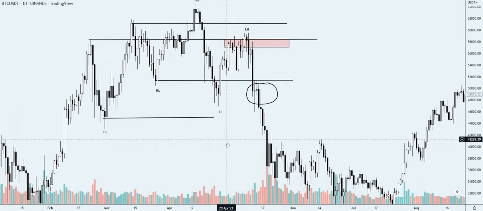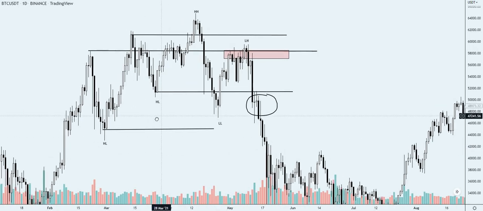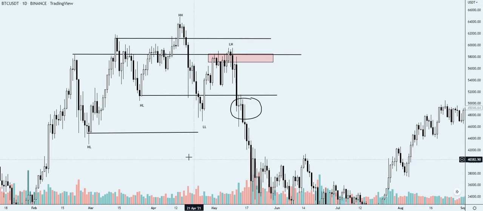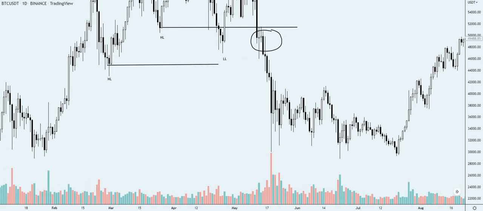So hopefully that makes sense, you guys. Hopefully you can see that. It's a lot easier to see on a higher time frame. This is the daily chart, so each candle represents a day. And if you zoom in on a lower time frame, you can really get caught up. So that's my recommendation.